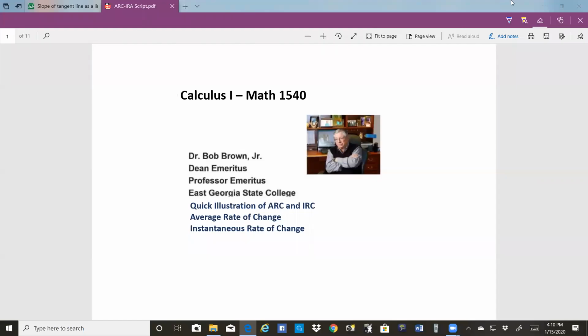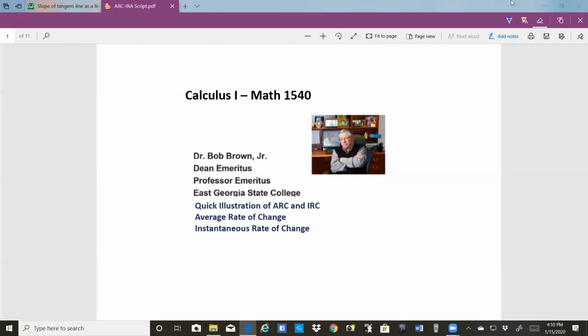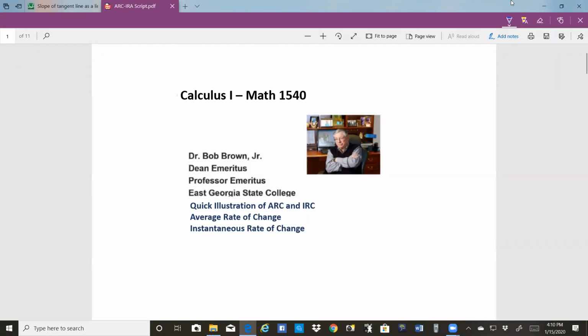In this really quick video, I'm going to give a quick illustration of average rate of change versus instantaneous rate of change. This video is going to be very quick. It's going to hopefully give a little more insight into what we call instantaneous rate of change in calculus versus average rate of change.